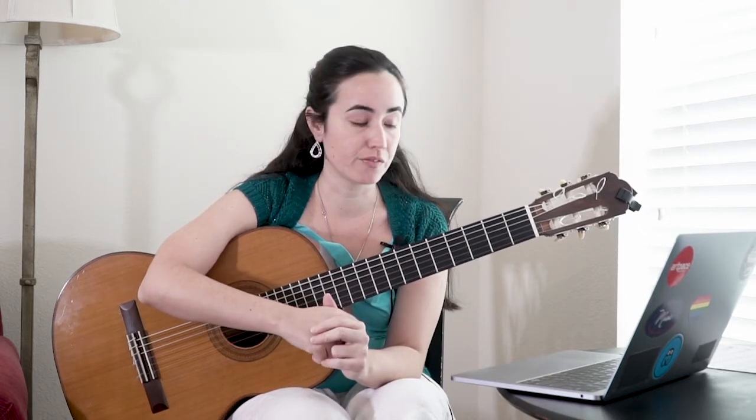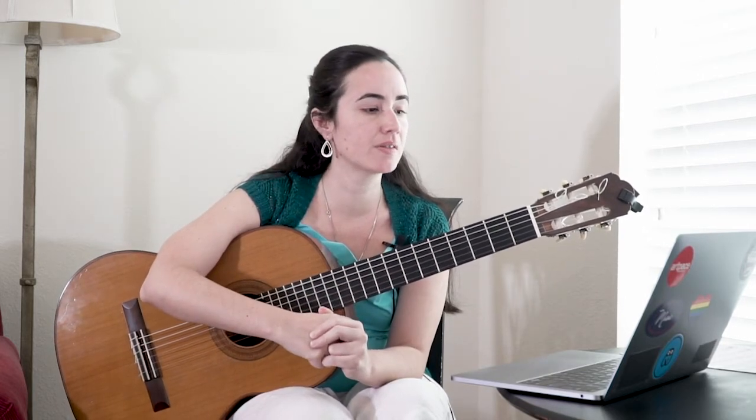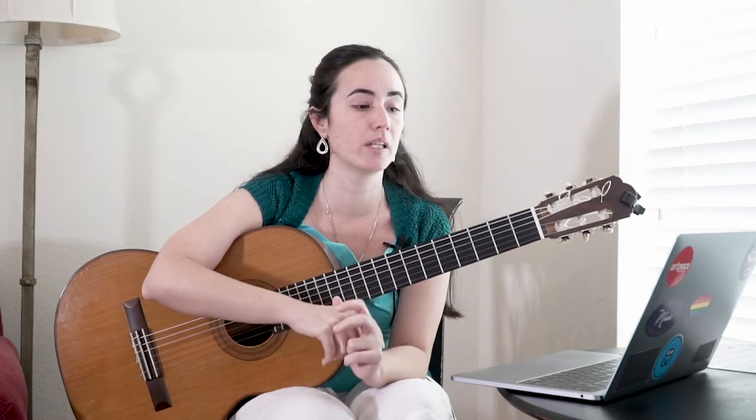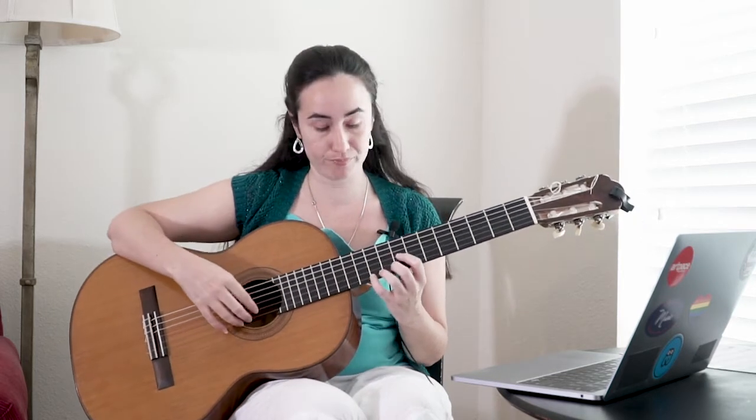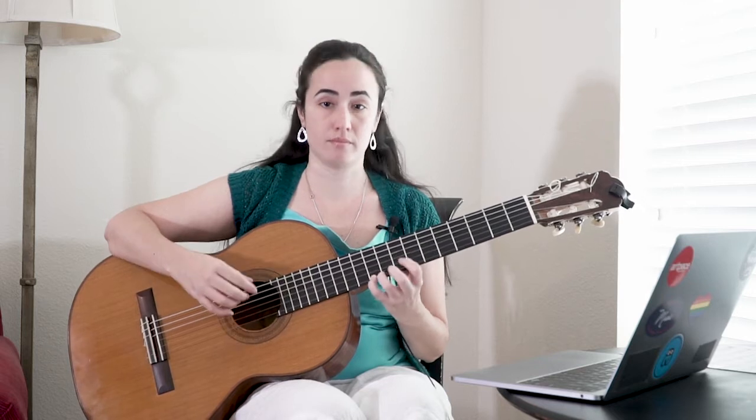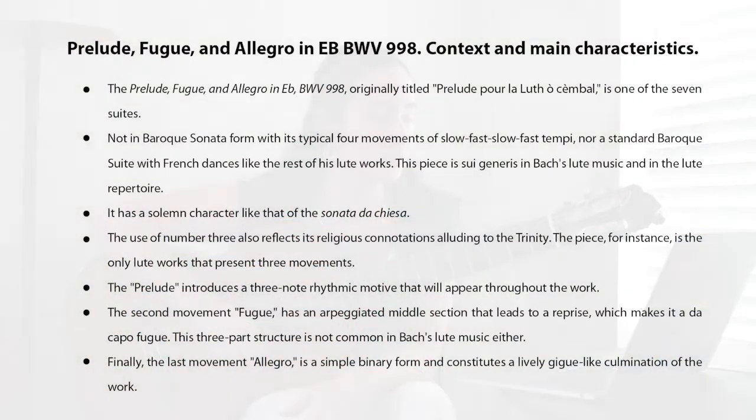The Prelude, the first movement, introduces a 3-note rhythmic motif that will appear throughout the work. The second movement, Fugue, has an arpeggiated middle section that leads to a reprise, which makes it a da capo fugue. This 3-part structure is not common in Bach's lute music either. And finally, the last movement, Allegro, is a simple binary form and constitutes a lively, jig-like conclusion of the work.